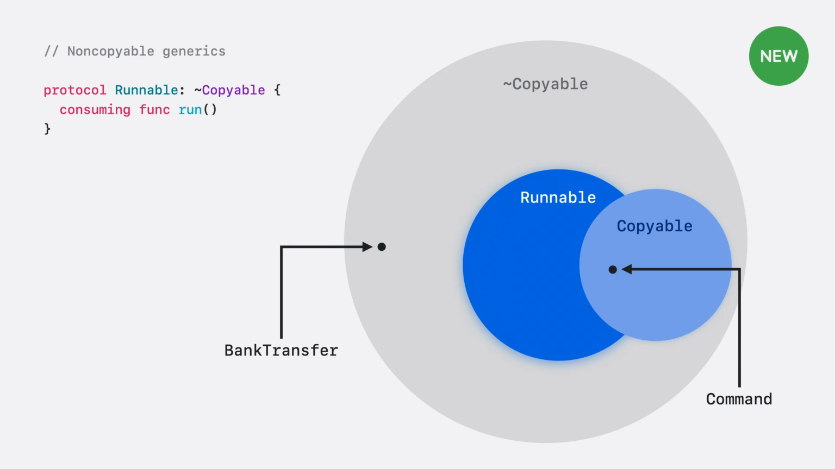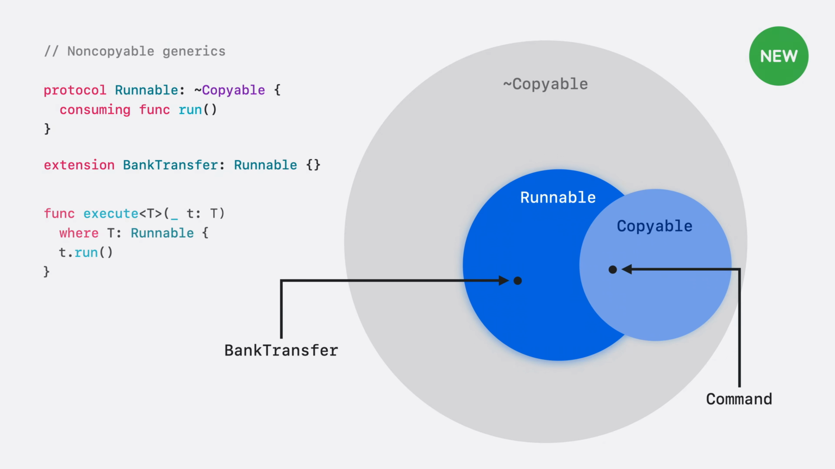This changes the hierarchy, so the Copyable space only overlaps Runnable rather than containing it. Command is Runnable and Copyable, so it sits within that overlap. Next, if I extend BankTransfer with a Runnable conformance, its point moves within Runnable without being Copyable.